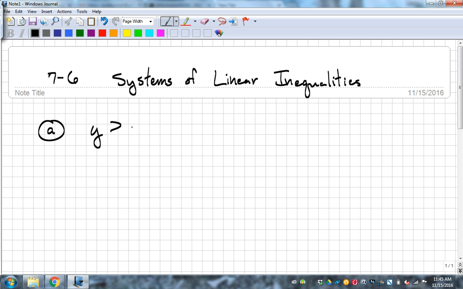Y is greater than negative x minus 2. And the second inequality is y is less than or equal to 3x plus 6. Okay, so we're graphing linear inequalities. All right, so if we're going to graph linear inequalities, we need those inequalities to be in what form? Are they in that form? Yes. So I'm ready to graph them.